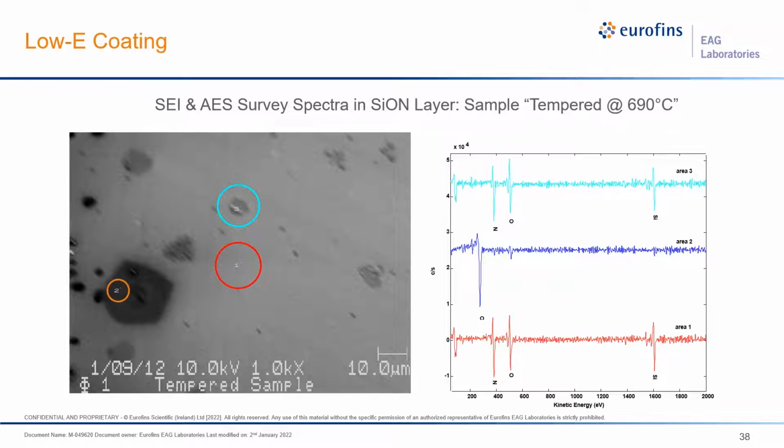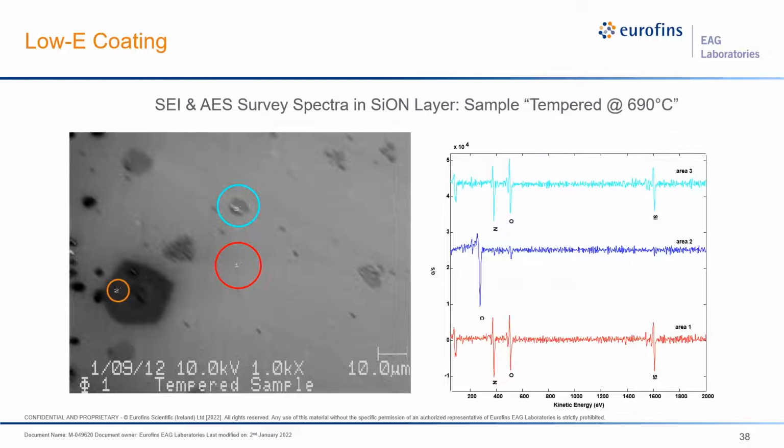And the composition throughout the top layer and into the SiON layer, these 2 spots have the same composition, and this layer is still present and probably thicker than the thickness of the tin oxide, titanium oxide, and the silicon oxynitride.